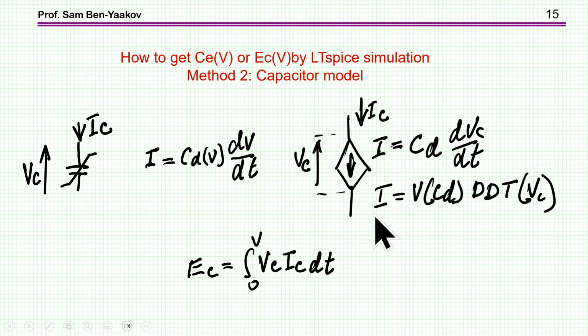In LTspice, it will look something like this. This will be the voltage that represents the differential capacitance by the table as we have done before. And this is now an operator of LTspice for derivative. So it's taking the derivative of the voltage across this capacitance. So this is the capacitance. Once we have the current and the voltage, then the product of these two is the energy. Once we have the energy, we can of course calculate the energy related capacitance as before.